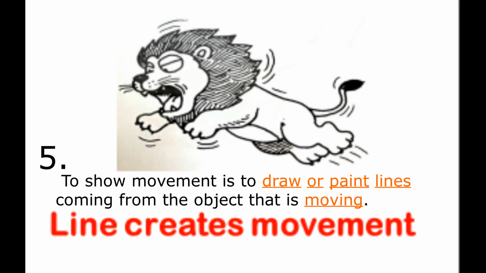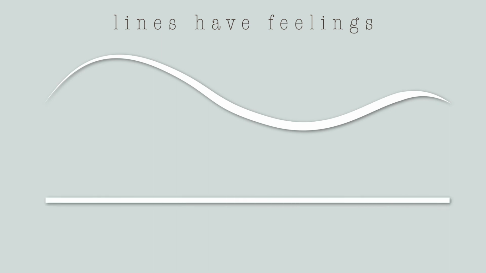Number 5, line creates movement. In art, to show movement is to draw or paint lines coming from the object that is moving. Believe it or not, lines have feelings. By changing the way you draw or shade, you can change the meaning and the message of your artwork.